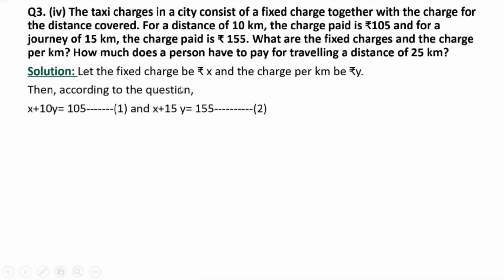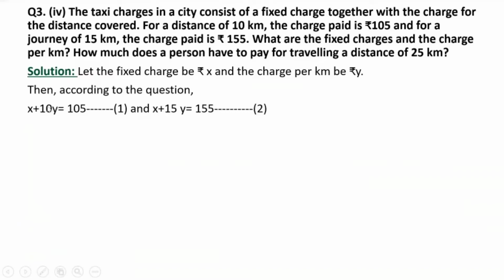Exactly same way, if I take the charges for 15 kilometers, so again, x is the fixed charge, that is fixed. For 15 kilometers at the rate of rupees y, I get 15y. So x plus 15y is equal to 155. So I've got these two equations.